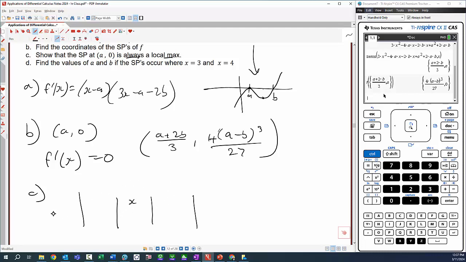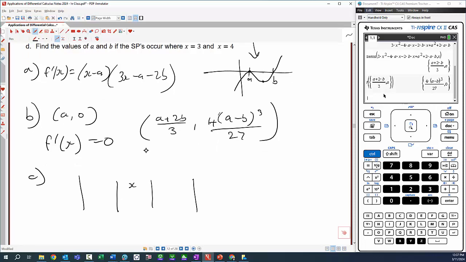The value for x in this case is going to be a. We need a value less than a, which is going to be 0. We need a value greater than a, but we also need to make sure that value is between a and whatever the other stationary point is. So we need a value somewhere between here. I'm going to hold off on that just for the moment.